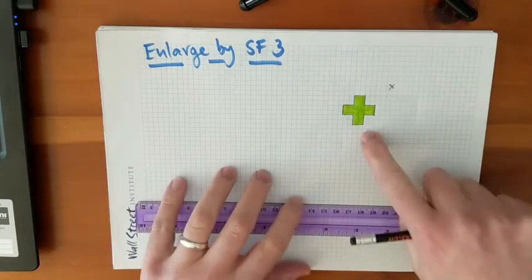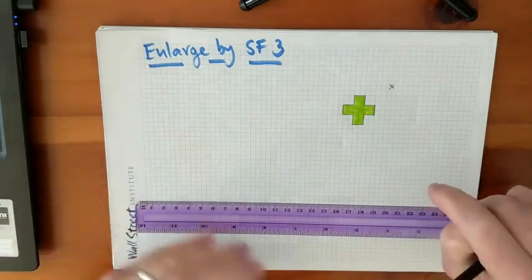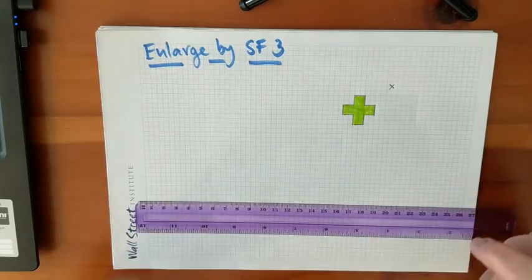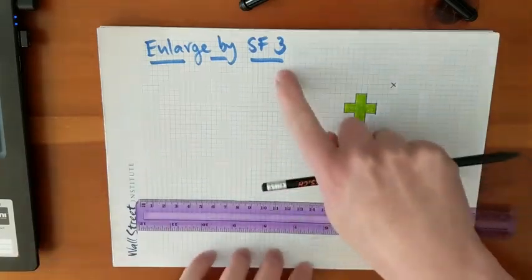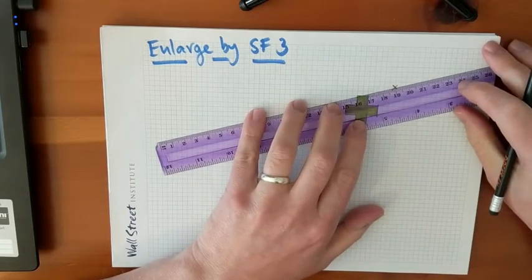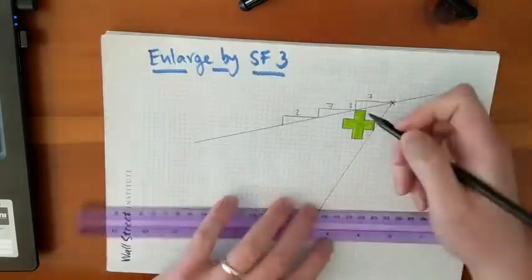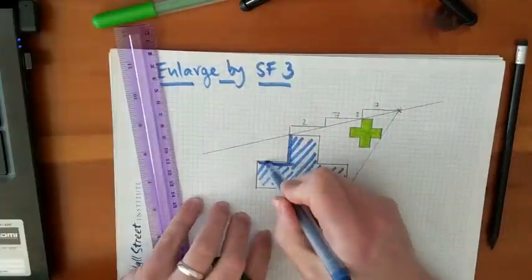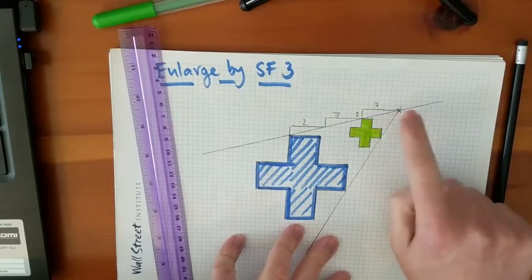So my new cross here, when I enlarge it by scale factor 3, will be 3 times as wide and 3 times as tall. The same thing happens with negative 3 as well. You'll have a new shape which is 3 times as tall and 3 times as wide, but the position of it is in a completely different place. Let's just do this one. Scale factor 3, I draw in guidelines. If you're doing this on paper, guidelines are really useful. It's the distance from here to here times 3 to here.